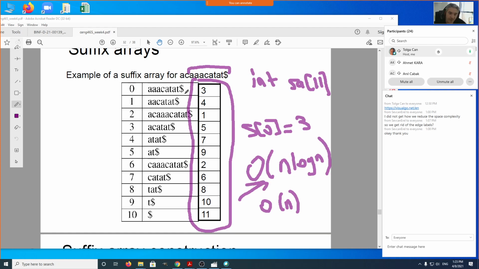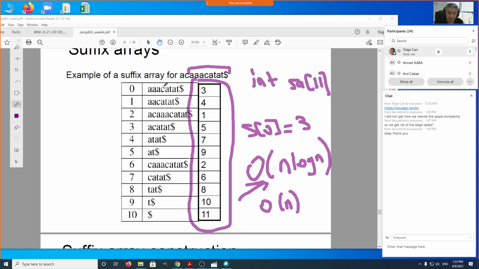You cannot do it faster than this if you're sorting by comparison. So that's the lower bound for comparative sorting algorithms. All right, so if you look at this, we sort these suffixes.